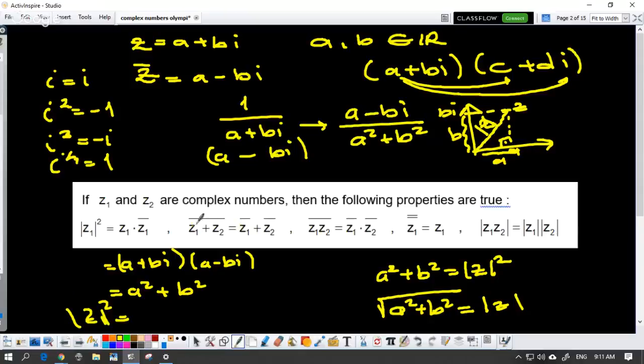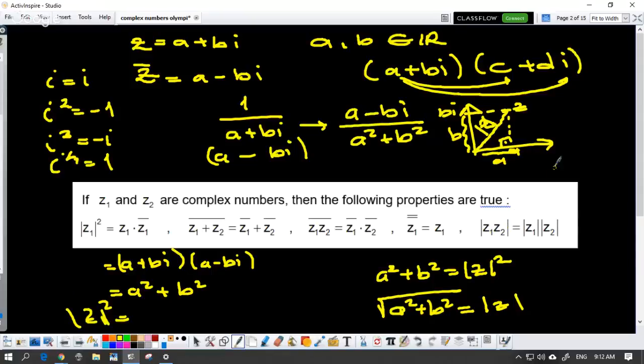So you may distribute the conjugate sign; multiplication is not going to affect the operation. Conjugate operation: Z1 times Z2 conjugate is going to be Z1 conjugate times Z2 conjugate. And the last one, Z1 conjugate, conjugate again. Double conjugate gives back the number Z1.